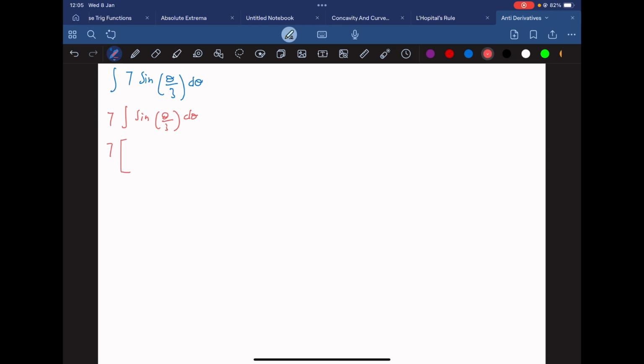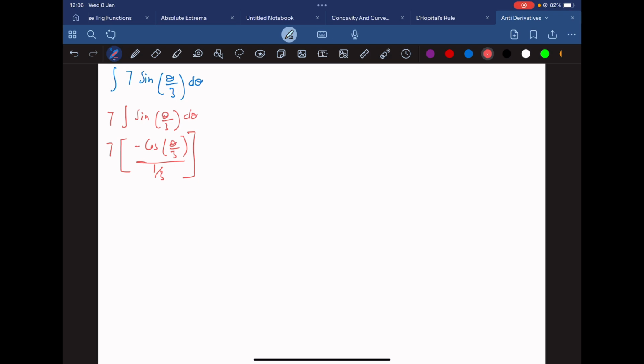First of all, if you differentiate sine, you get negative cosine of the angle you are dealing with. Here we have this. Then you divide by the differential of the angle. Now you have theta over 3. This is the same as 1 over 3 theta, right? So if you differentiate this, you end up getting 1 over 3. So in this case, you're going to have 1 over 3 here.